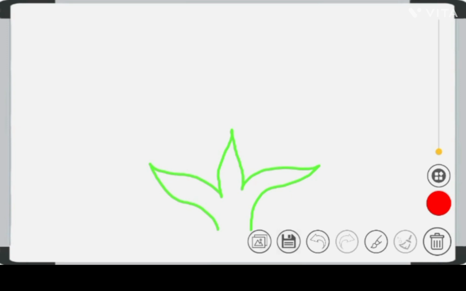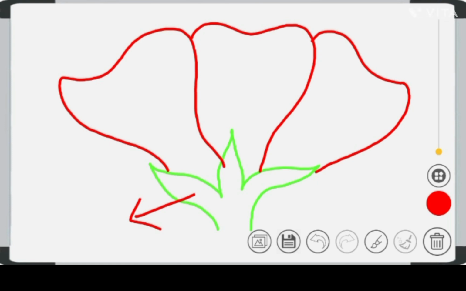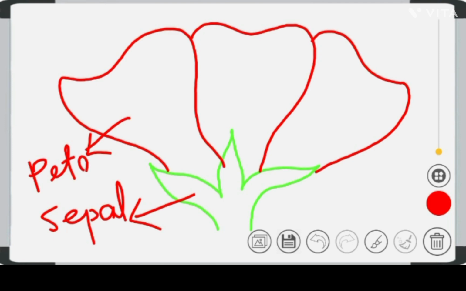Now students, we are going to draw a flower. I have drawn with the green color, that is the sepal, and now I am drawing the petals. You know very well that the petals are the most attractive part of a flower, so that any insect, or rather we also, are attracted by the flower. This is the most outer part of the flower, that is known as the sepal. Next, I have just drawn the colorful part, the red color, and it will be known as the petal.